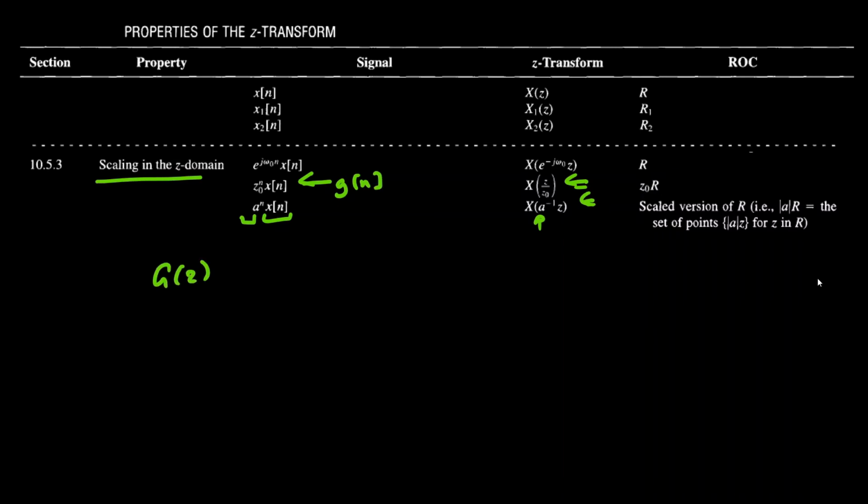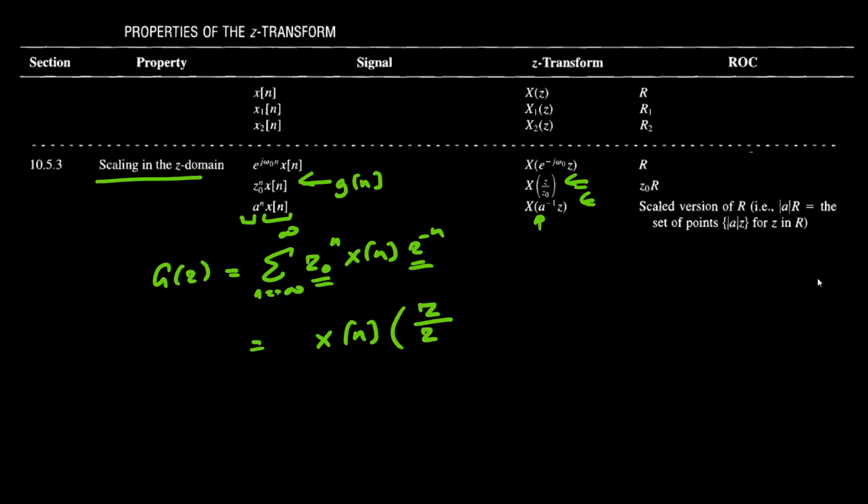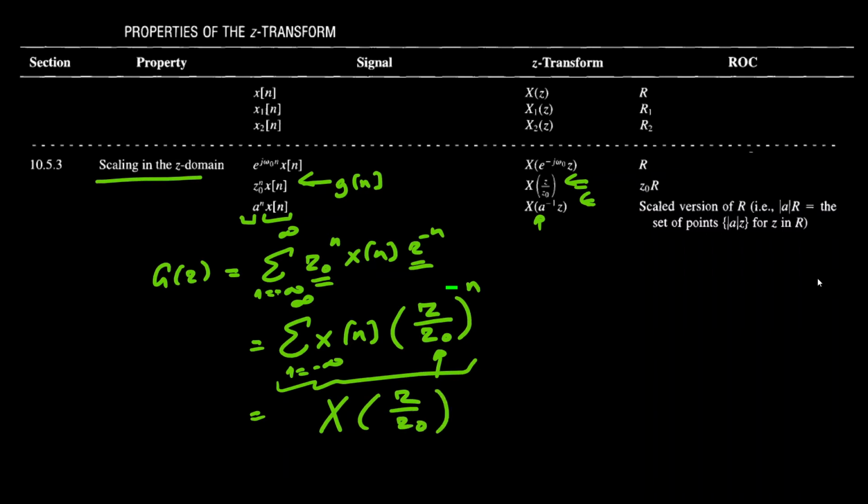So g of z is the summation of x of n times z naught to the power n, z to the power minus n. Or we can simply say that x of n, and we can combine these two together. So we would have z over z naught raised to power minus n, and we have a summation. Now this is a standard transformation, that is a Z transformation, and we can write the Z transform, that is x of z by z naught, and this is actually appearing over here.